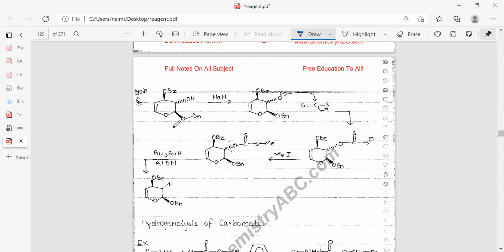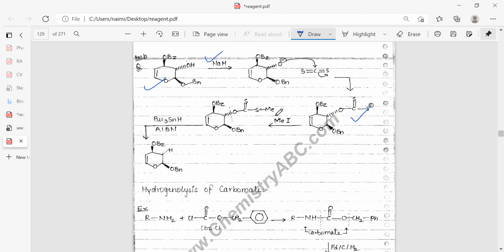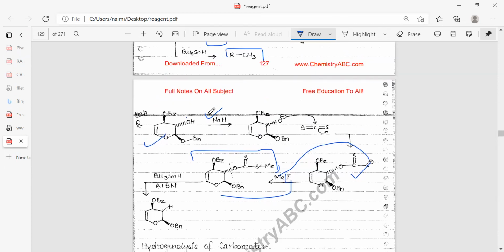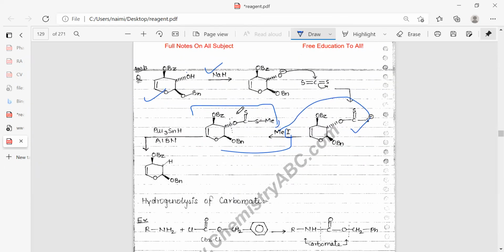Next one, you can see this one. If you add sodium hydride, sodium hydride acts as a base forming O minus, which attacks on this, forming this one. After addition of methyl iodide, methyl will be attached in this process, because it attacks on the methyl and iodine will be released, forming this moiety. After addition of this one, this bond, the CO bond, will break down. So here sodium hydride is used as a hydrogenolysis process.